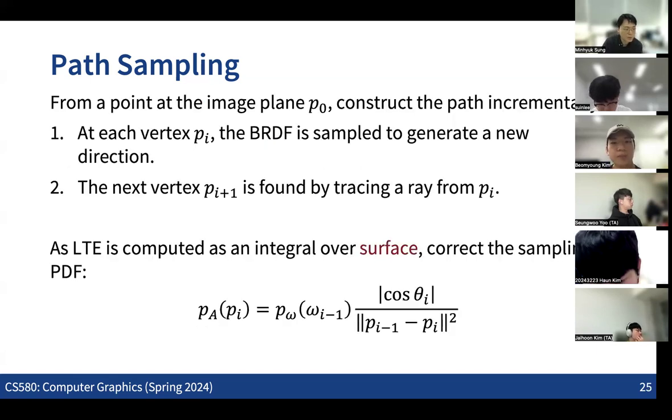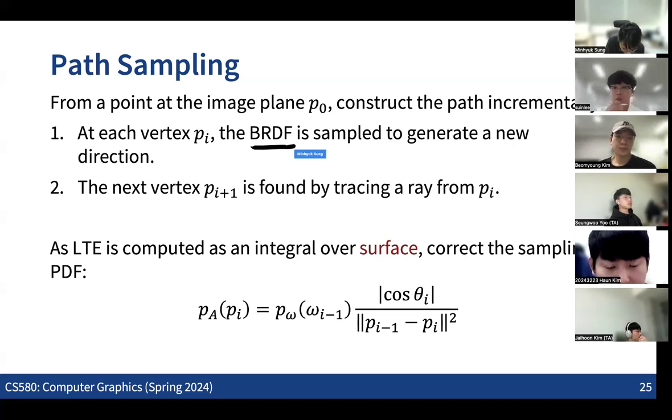Then what we do in this path construction is that, starting from a point in the image plane, we construct a path in an incremental way. For every point pi in the trajectory, we first sample the solid angle based on the BRDF that we have for that point. And then we generate a new direction.